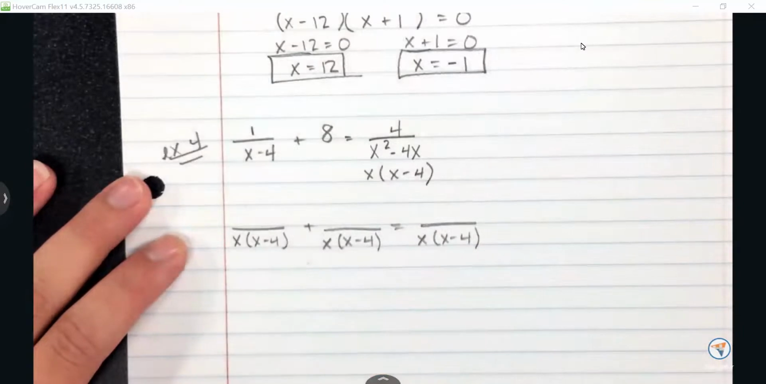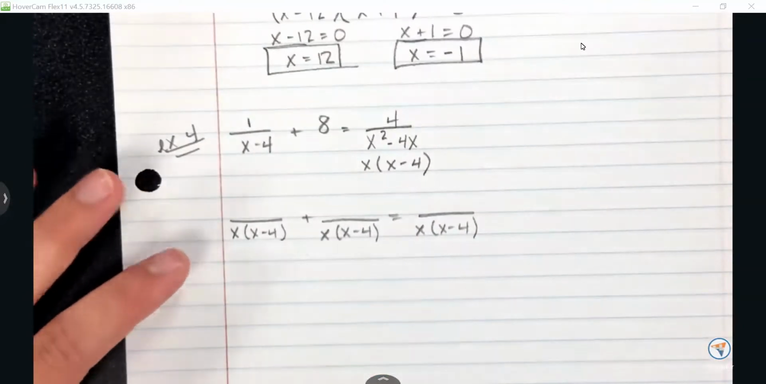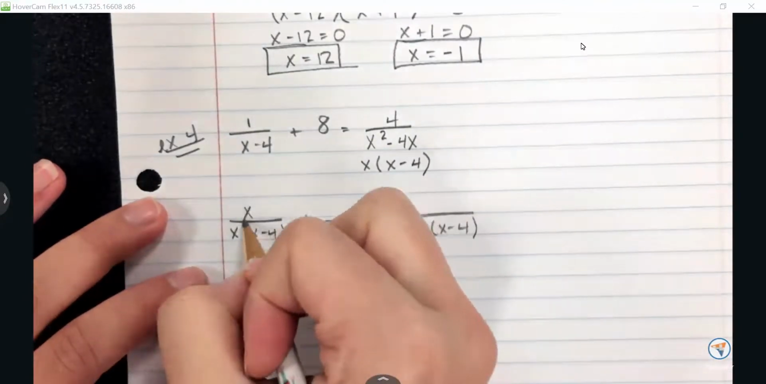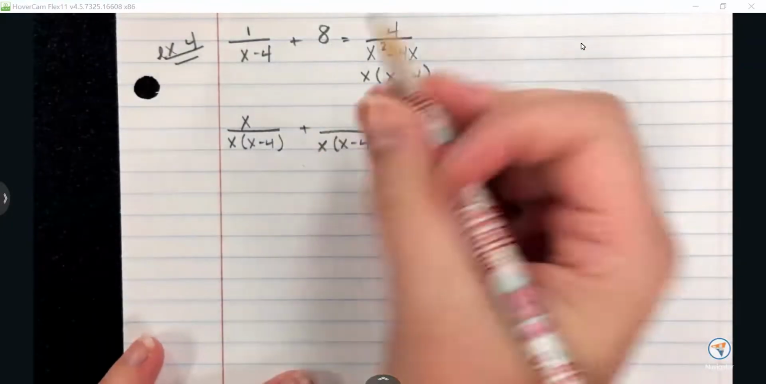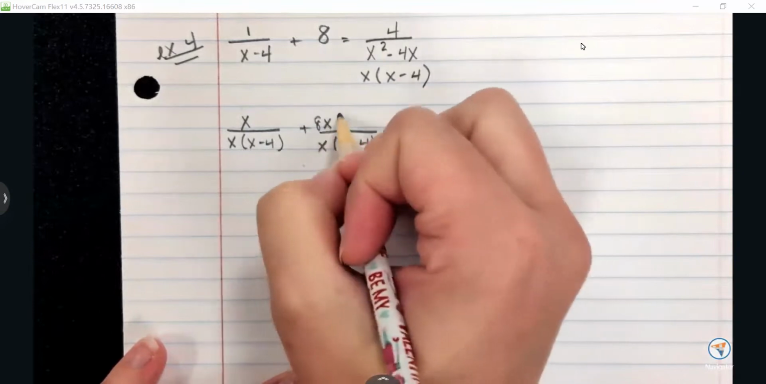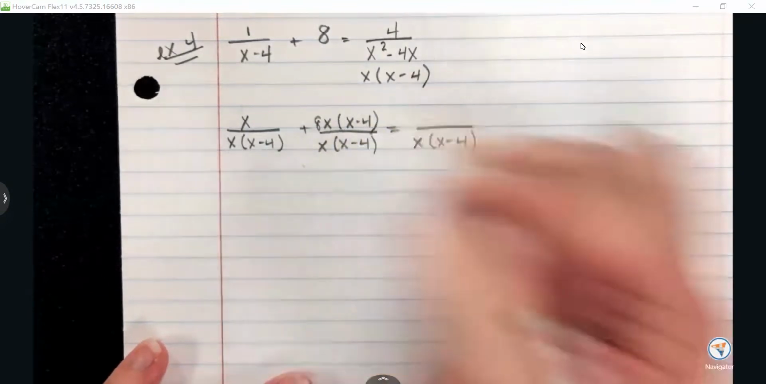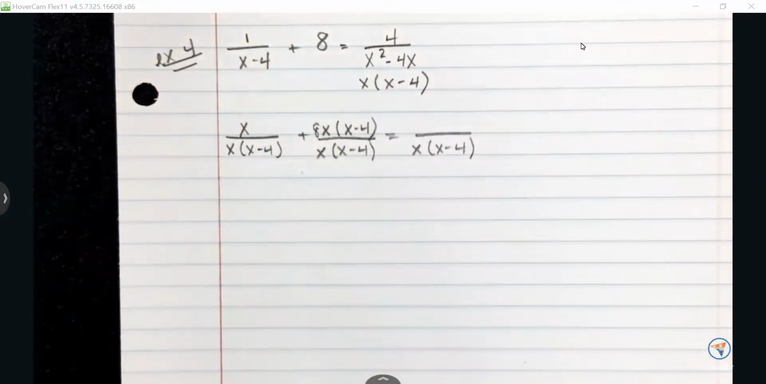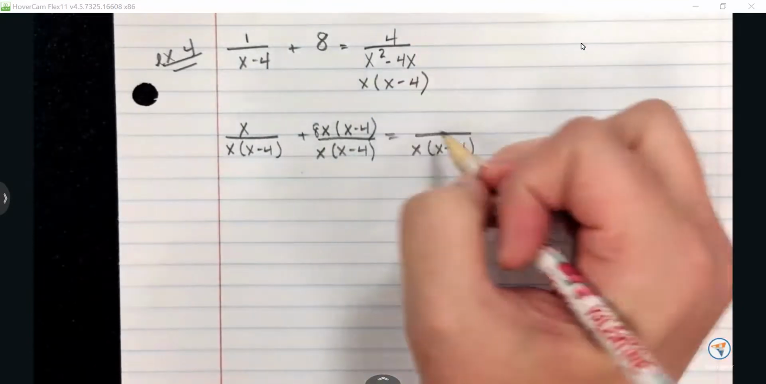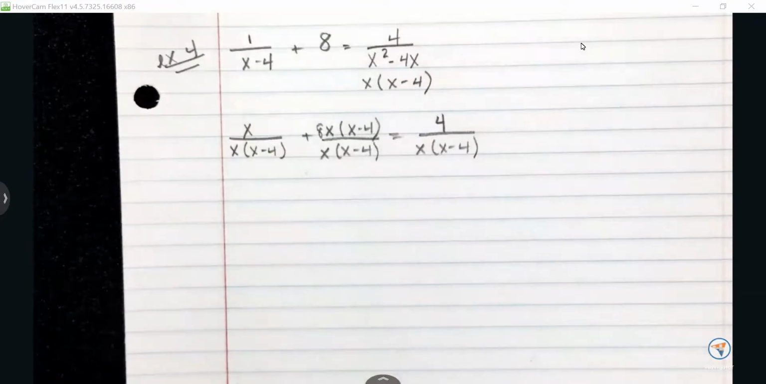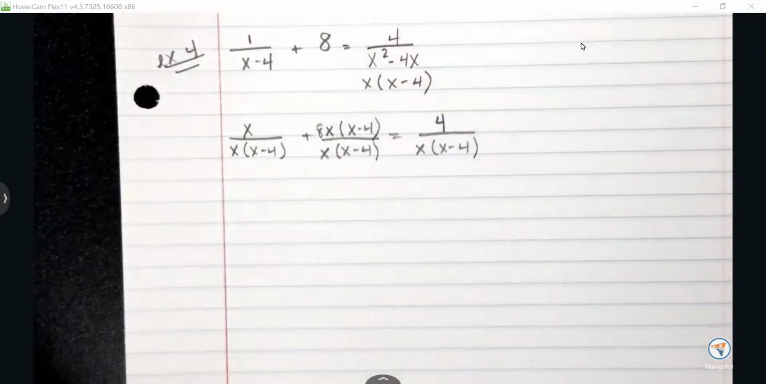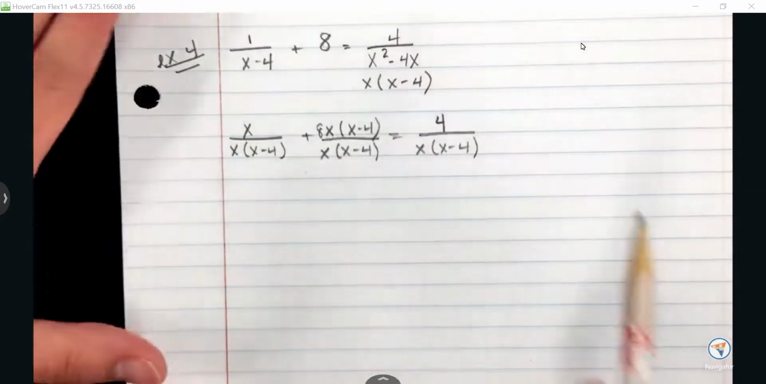In my first fraction, what part of the denominator was missing? The x, so the x goes on top. And then in my second one, both parts were missing, so both parts have to go in the numerator. And then in the last one, nothing was missing, so it stays the same. Can I cancel all denominators from here? Yes.